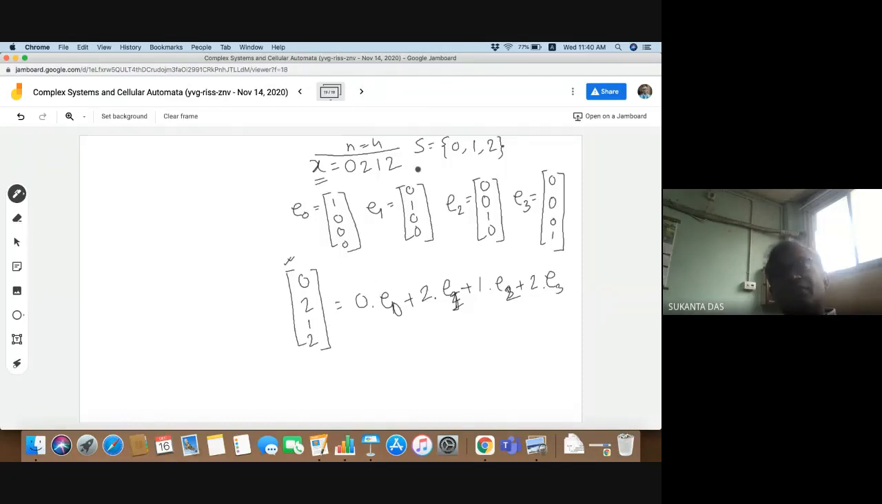So I'm having this E0, E1, E2, E3, and these vectors are basis vectors. These vectors are independent, and using these vectors, I can express this x. I have taken x arbitrary. You can take any other x, and you understand that by properly setting the scalar part, you'll be able to get any configuration, right?